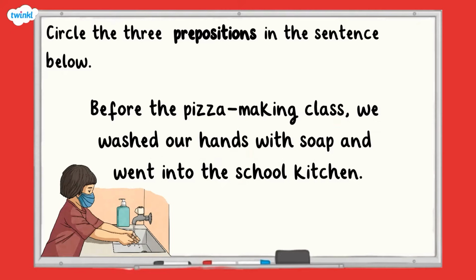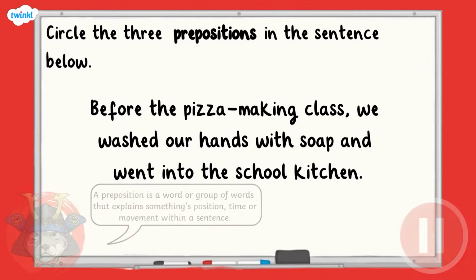Let's take a look at another question. In this one, you're being asked to circle the three prepositions in the sentence. If you're not sure, try finding the noun phrases in the first sentence. This is because the preposition usually comes before a noun phrase. Before the pizza making class, we washed our hands with soap and went into the school kitchen.